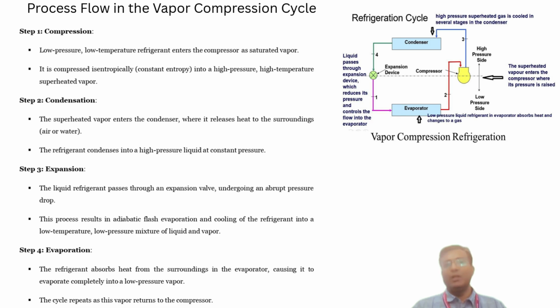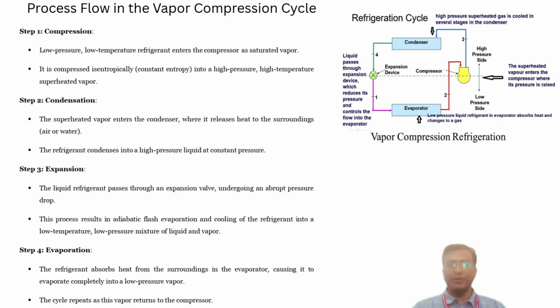Now we will follow the refrigerant's journey through the vapor compression refrigeration cycle. We will go through it step by step. Consider step number 1, that is compression. Low pressure, low temperature refrigerant enters the compressor as a saturated vapor. The compressor squeezes it isentropically, meaning at constant entropy, into a high pressure, high temperature superheated vapor. This process adds work, heating the refrigerant, like pumping air into a tire.